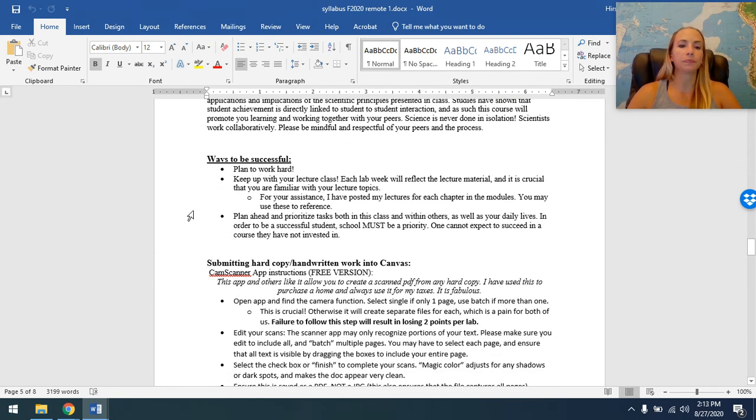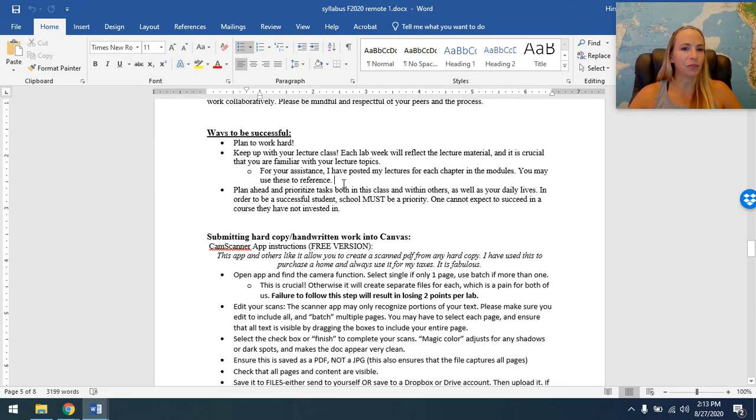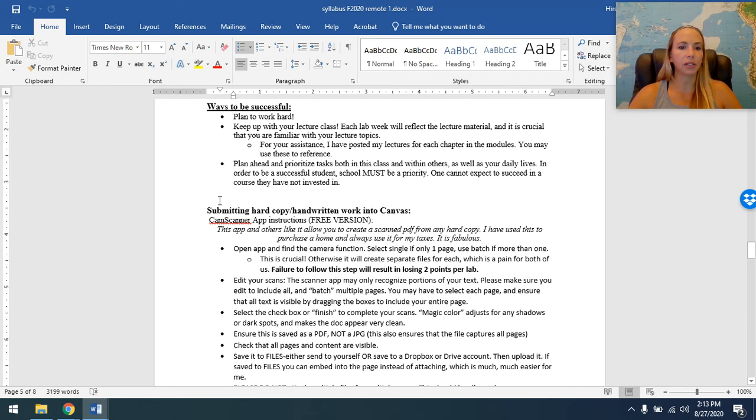Ways to be successful. Plan to actually work hard. I don't believe that you are born with the amount of intelligence that you have for your whole life. You can increase that. You can grow the gray matter in your brain and increase your synaptic connections. The harder you work, especially through things that are difficult, you actually make yourself smarter. So in this class, let's get smarter together. It's for your own benefit. It's a good thing. You're not where you're going to be forever. You can change that. So it's important to keep up with your lecture class, plan ahead and prioritize.